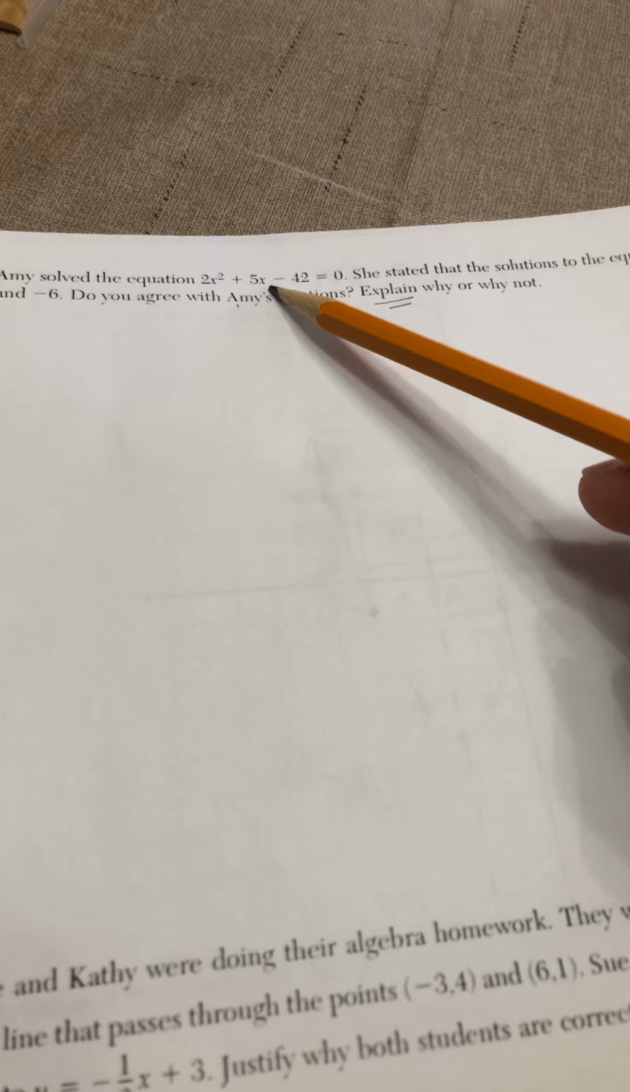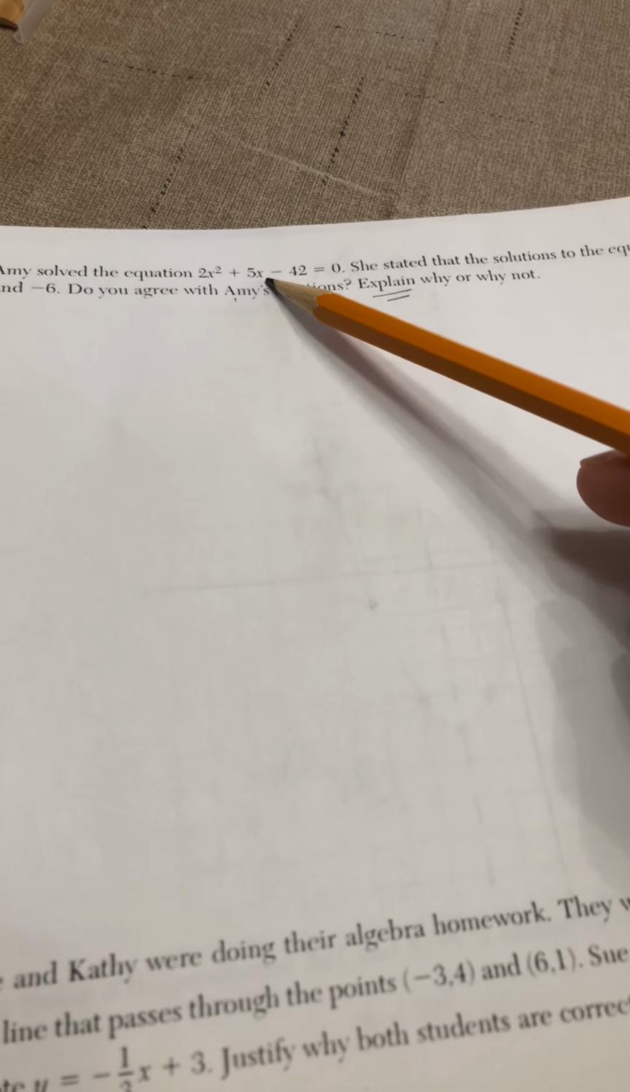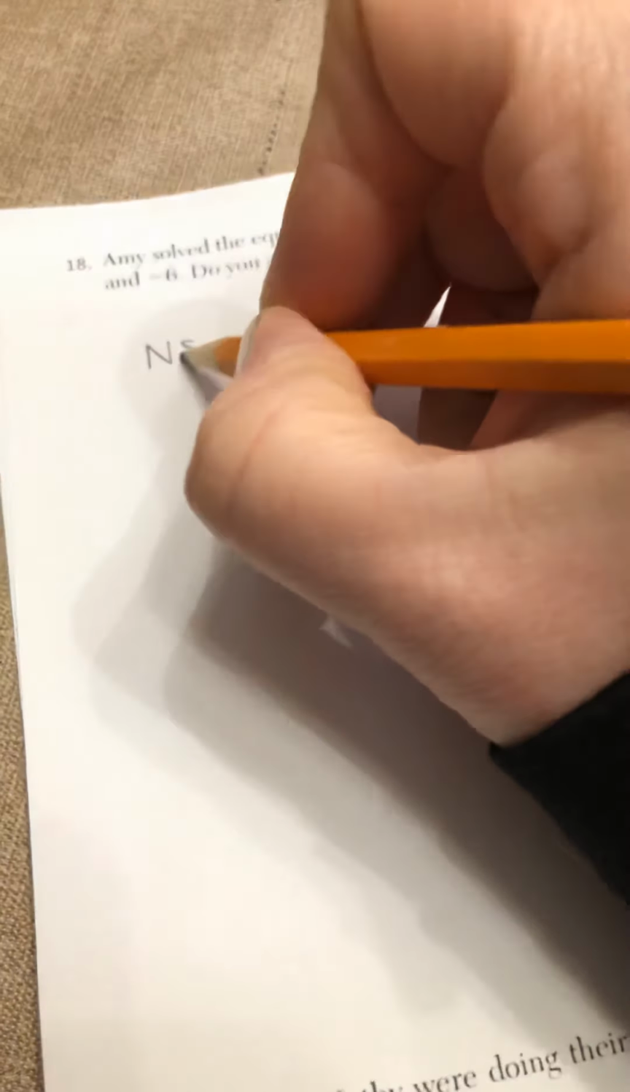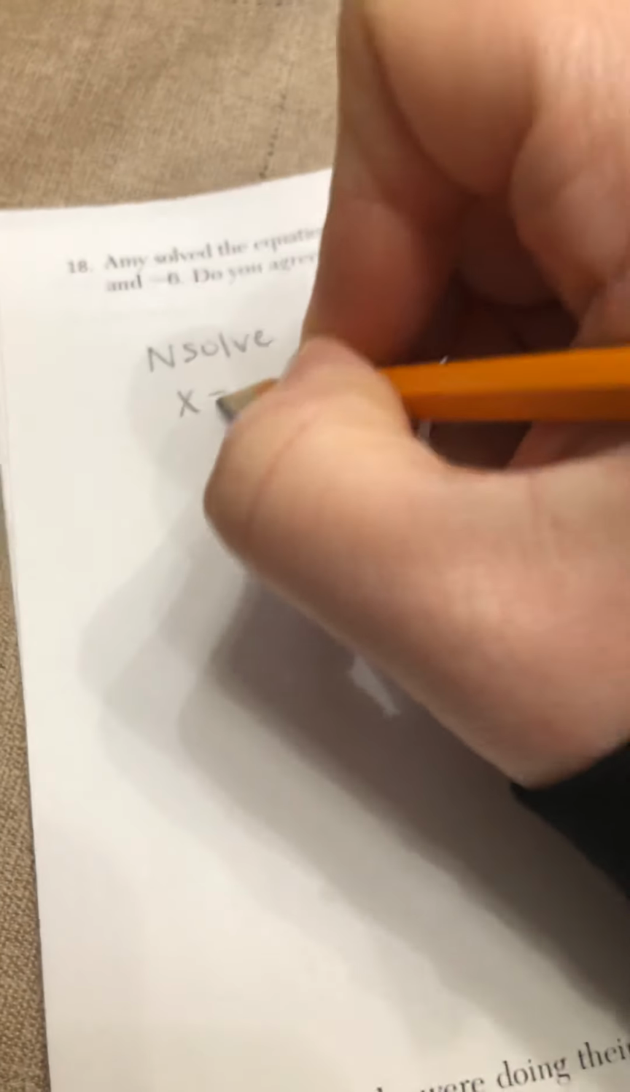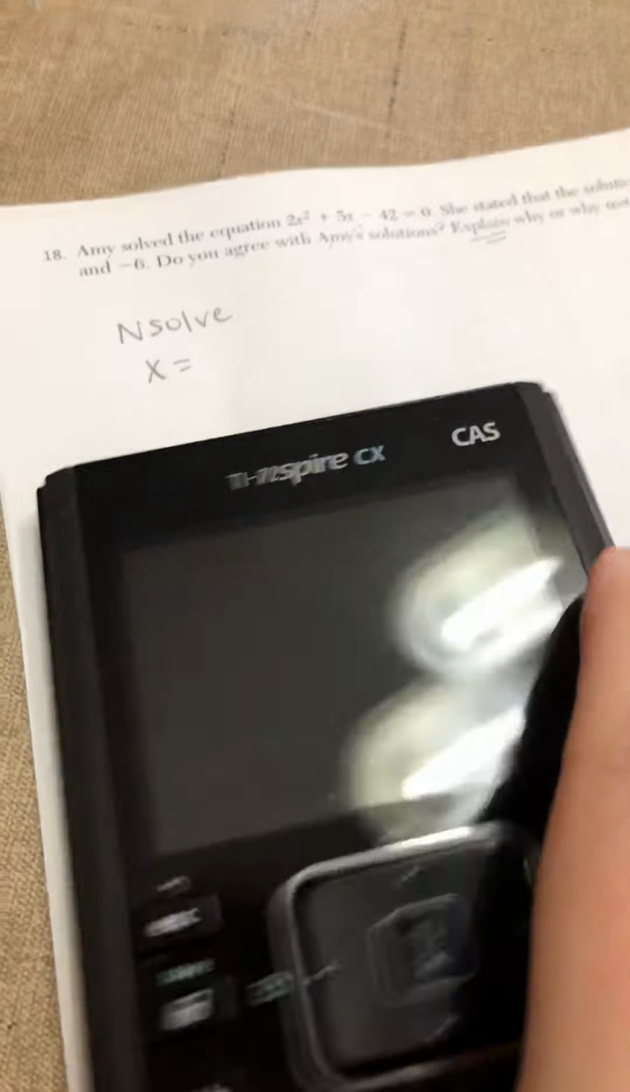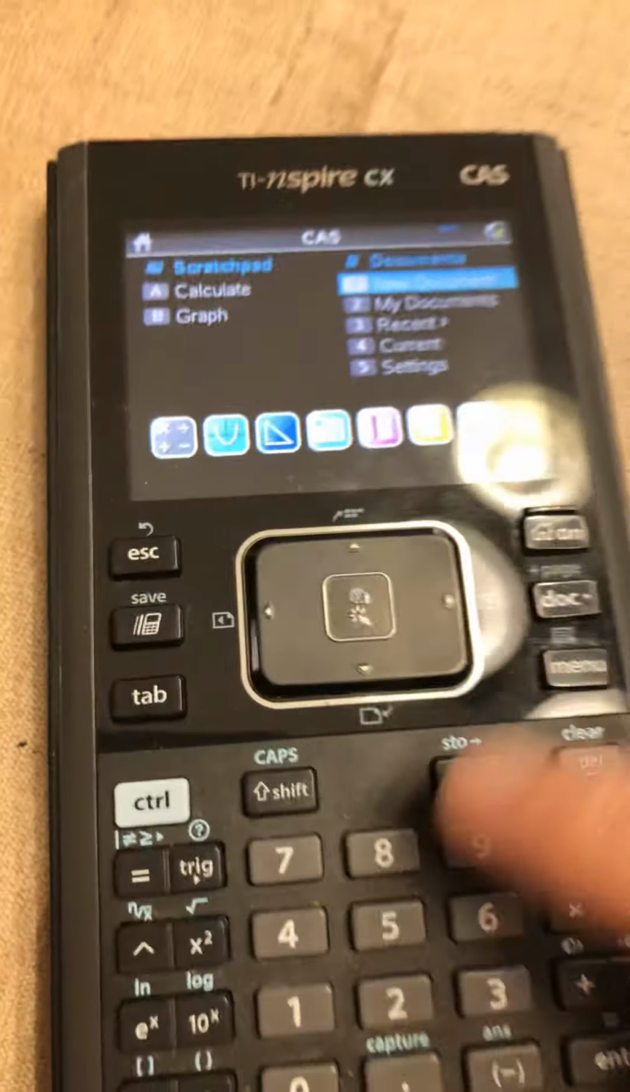So here's the deal, guys. You want the shortcut version? What you would do is you would take this and you would do nSolve with it. You would show your work. We would write down the word nSolve. Let's do that right now. And then we would say x equals, well, let's nSolve it.